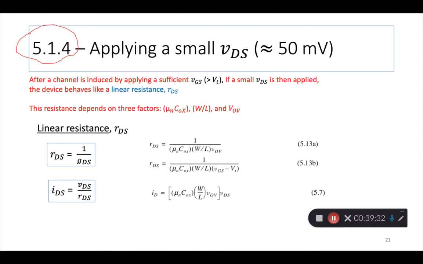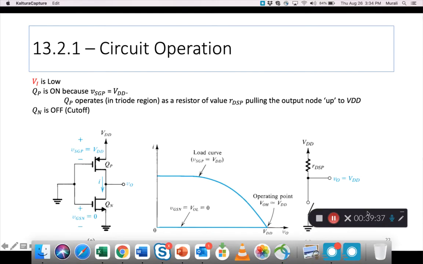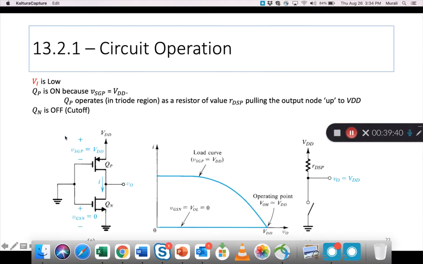So these are important formulas and we use them here because when you see how a CMOS circuit actually operates, it's pretty complex. And we've spent a lot of time on this. The textbook also describes all these curves. But the basic facts to remember are the following. When the input is low, QP is on, and QP operates in the triode region as a resistor of value RDSP.